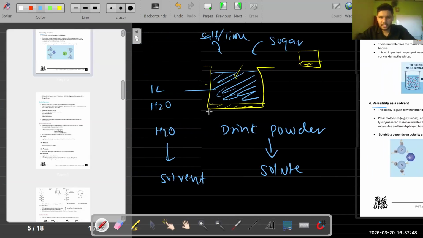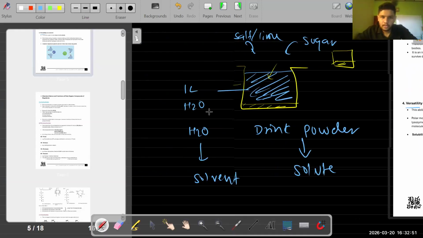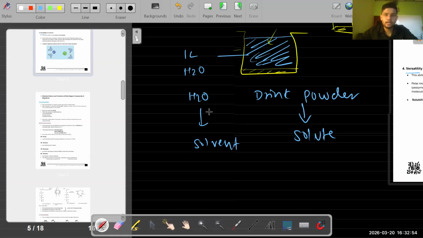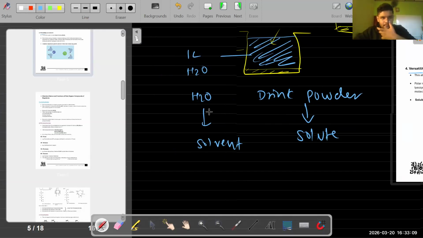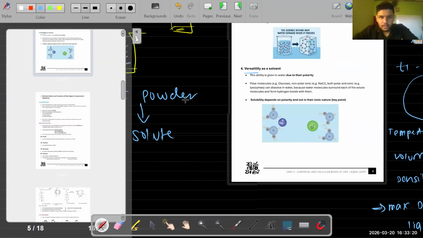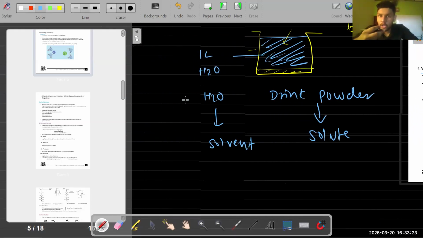Now normally, if you see here, why did we add water in large amount? Because we want to dissolve the drink powder, right? Clear? That is why we're adding water in large amount. We want to dissolve the drink powder, right? Is it clear? So water acts as a solvent. Now listen to this statement clearly. Water acts as a solvent, right?